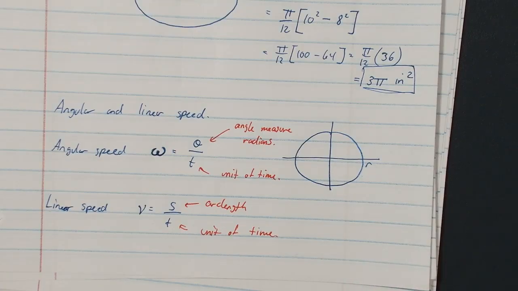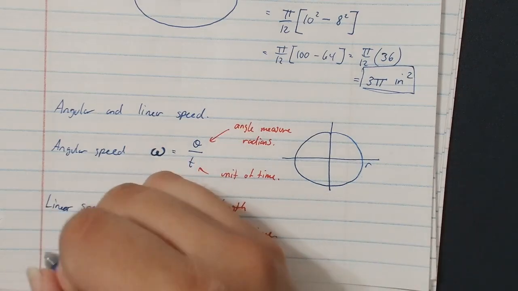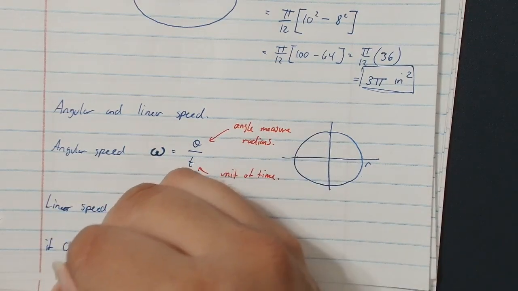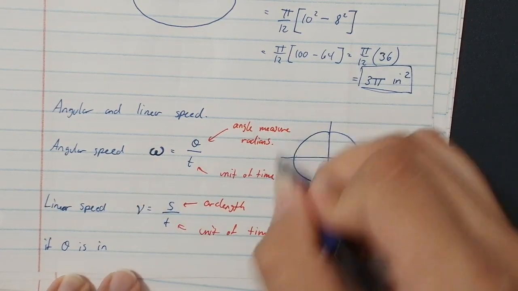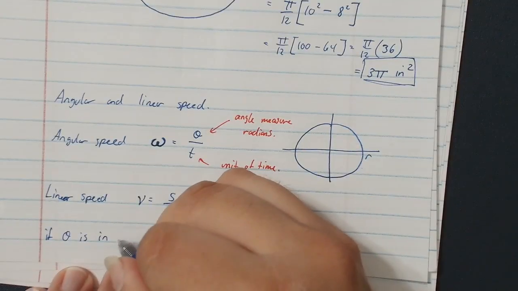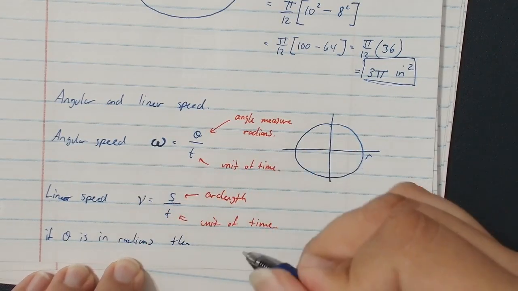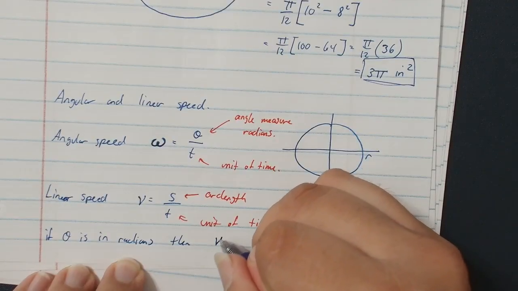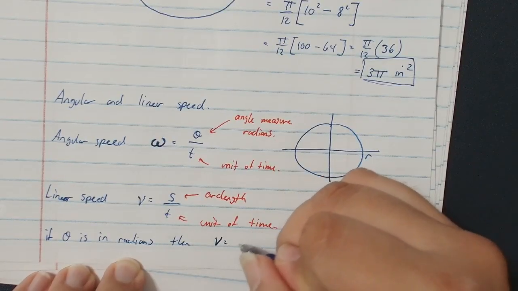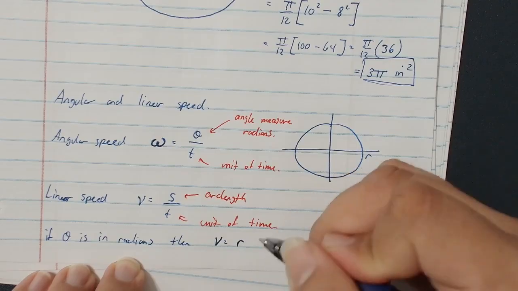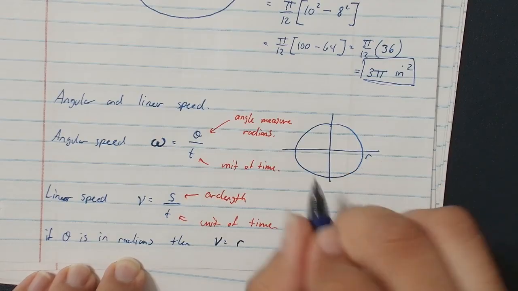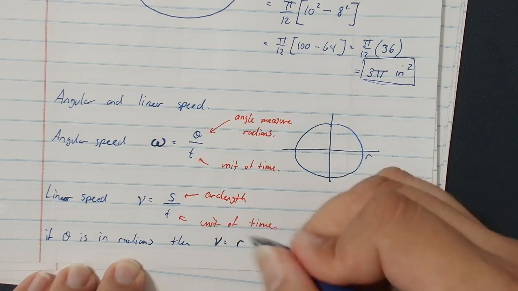Whenever the angular speed is measured in radians, and again, it does have to be in radians, then you can actually relate these two values. If theta is in radians, which we're going to have it be in radians all the time, then your linear speed is equal to r, which is the radius of your circle, times your angular speed.